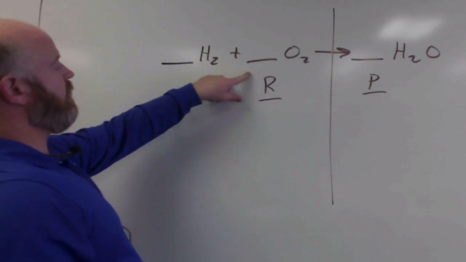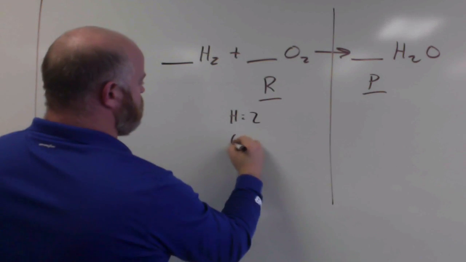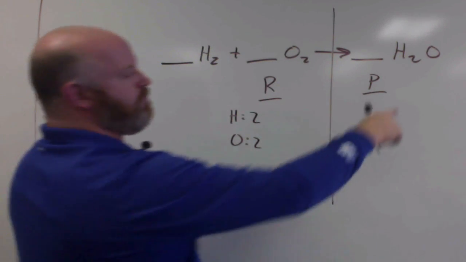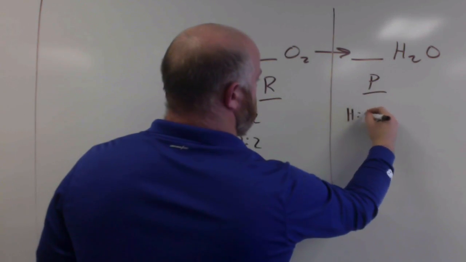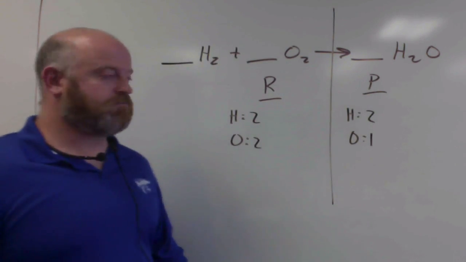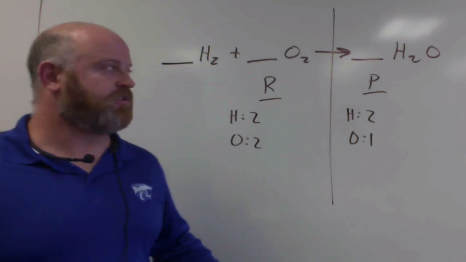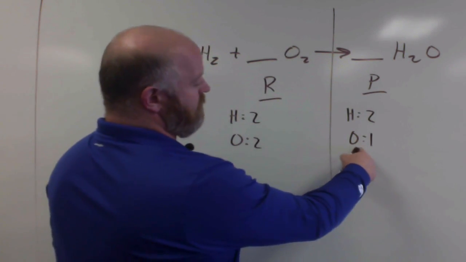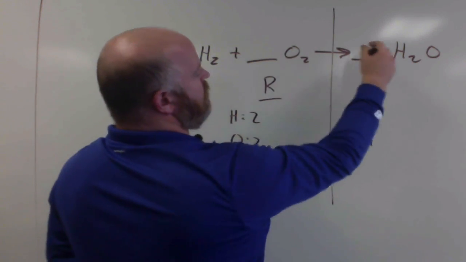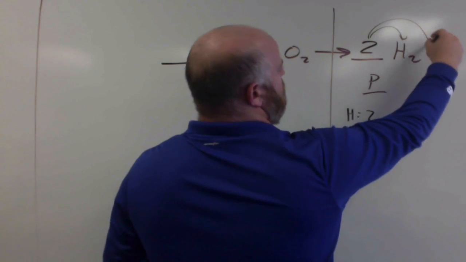On my reactant side, I have 2 hydrogens. I have 2 oxygens. On my product side, I have 2 hydrogens. I have 1 oxygen. Okay? So my hydrogens are already balanced, so all I need to do now is balance out my oxygens. So to get my oxygen to balance, I'm going to make a move on my board. So I'm going to put a 2 up here, which then multiplies to both elements in here.